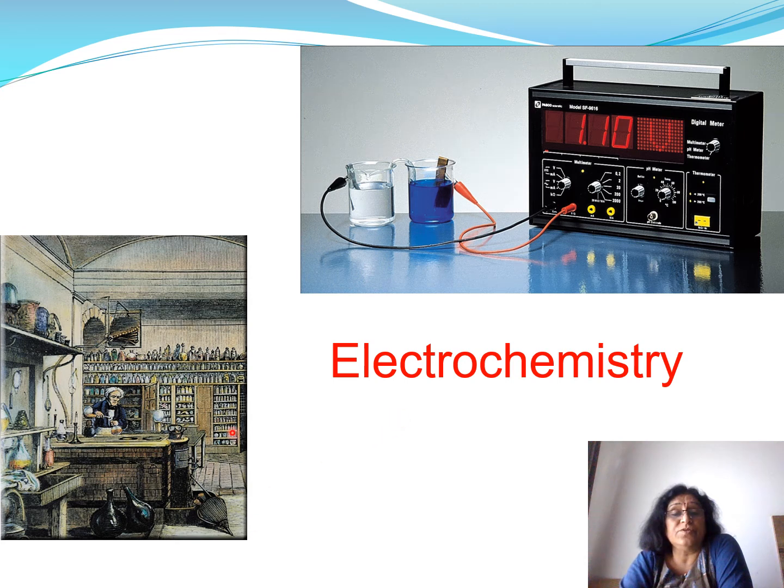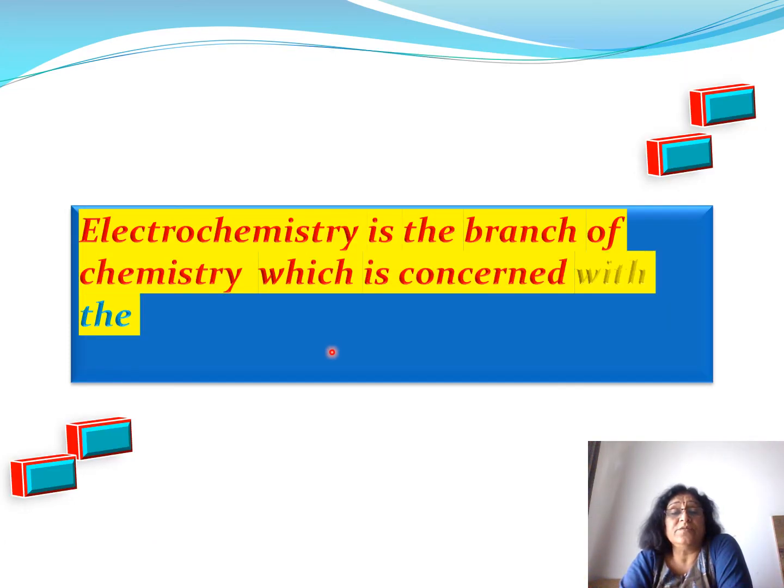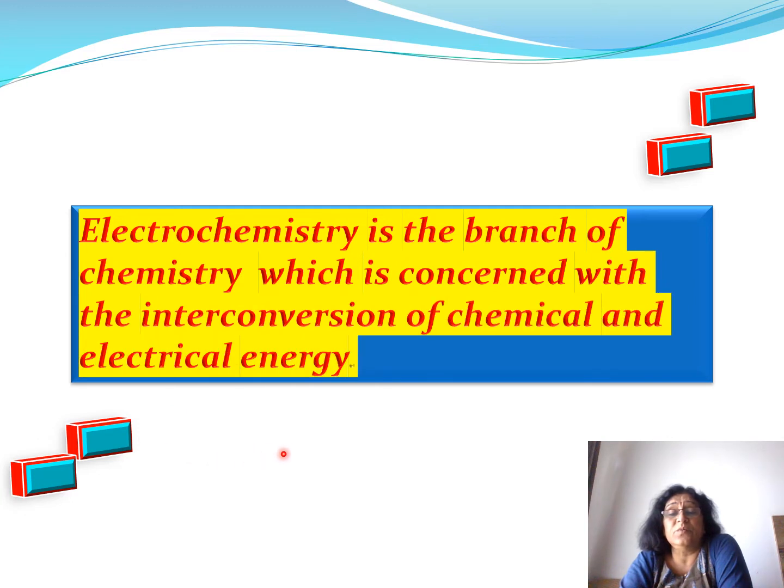So electrochemistry is a new chapter we're going to study today. Now, what is electrochemistry? Electrochemistry is a branch of chemistry which is concerned with interconversion of chemical energy to electrical energy. So either chemical energy is converted to electrical energy or electrical energy is converted to chemical energy.